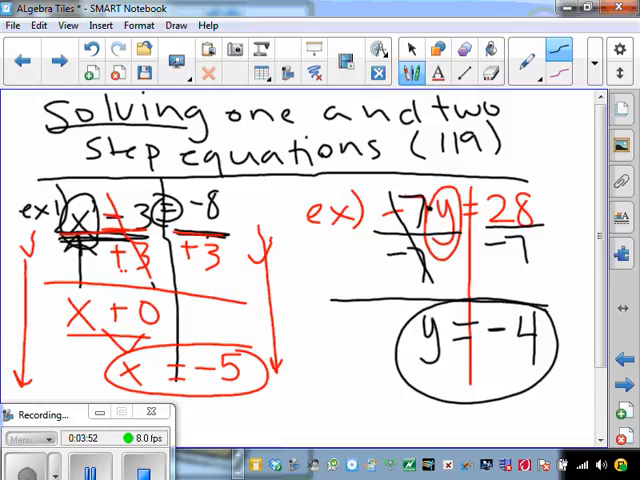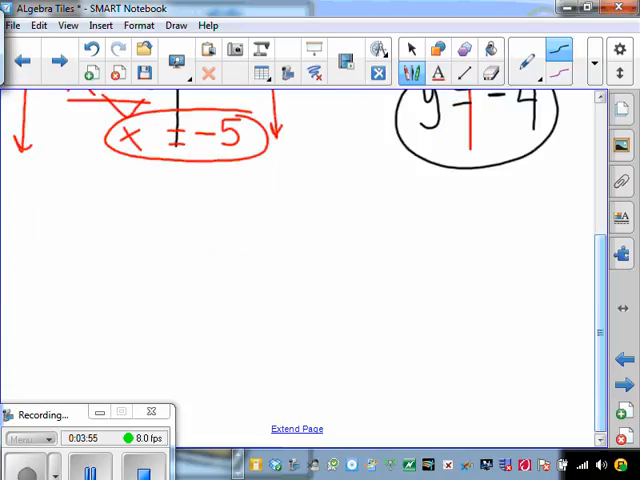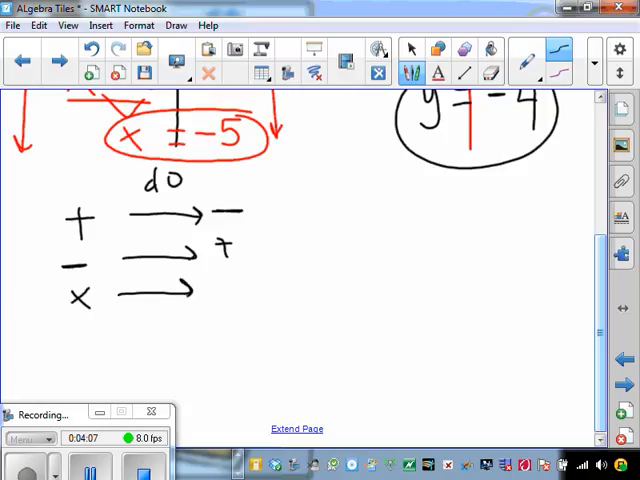equations. I want to talk a little bit about inverses before we go to the two-step. So the opposite of plus, instead we do subtraction. If we have subtraction, we're going to do addition. If we have multiplication, we're going to do division, and for division, multiplication.